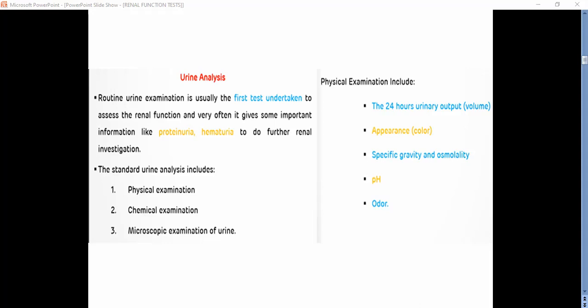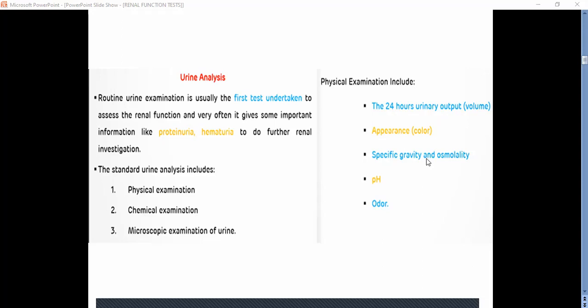Coming to the first one, physical examination. The physical examination includes how much urine is released in 24 hours for a normal person and for an abnormal person, and the appearance, that is, what the color of the urine is at the normal level and at the abnormal level, and its specific gravity. The amount of solutes concentrated in urine is called specific gravity.